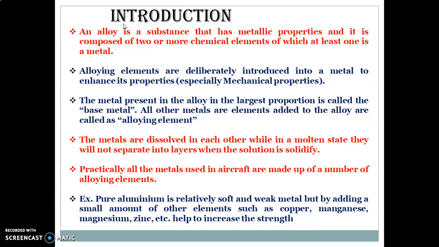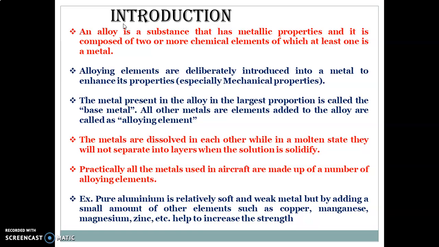Alloying elements are deliberately introduced into a metal to enhance its properties. The properties are of different kinds, maybe mechanical properties, wear resistance properties, or some other kind of properties, but especially from the mechanical engineering point of view, we are focusing on mechanical properties. So alloying elements are purposefully introduced into a metal to enhance its mechanical properties. Maybe some other properties are enhanced, such as thermal conductivity, electrical conductivity, wear resistance, but mechanical properties are especially focused on.